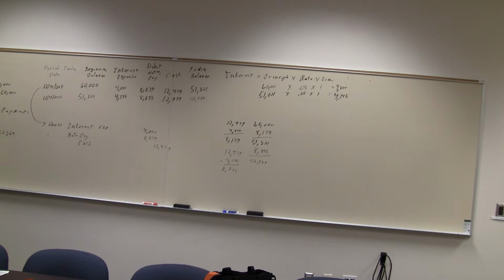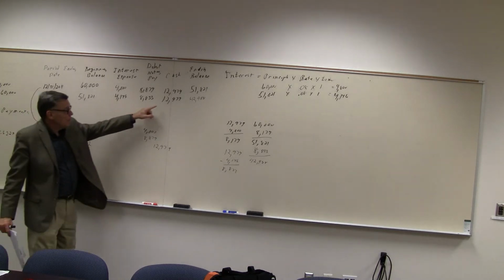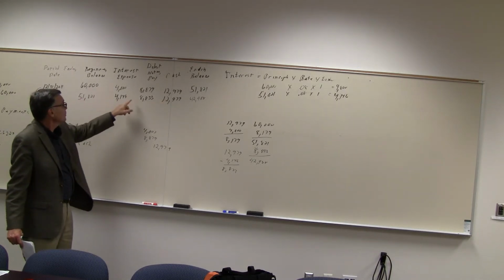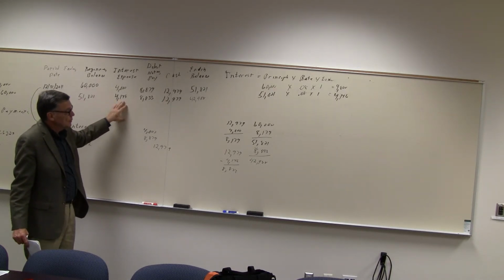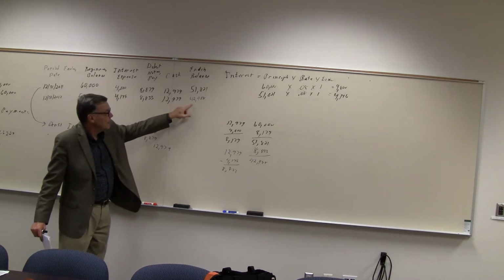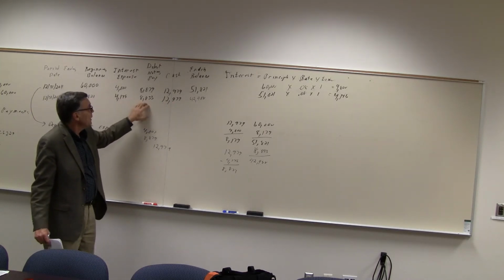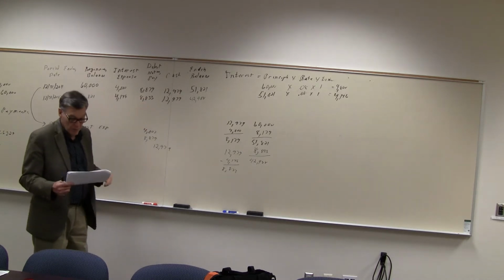So this is how a note payable works. You send in the same amount every year in this case. If you bought a car, it'd be your monthly payment. Part of that goes toward principal, part goes to interest. You figure the interest on the carrying value, and then the difference between the interest and what you pay goes to the principal. In this case, it'll be a debit to notes payable.